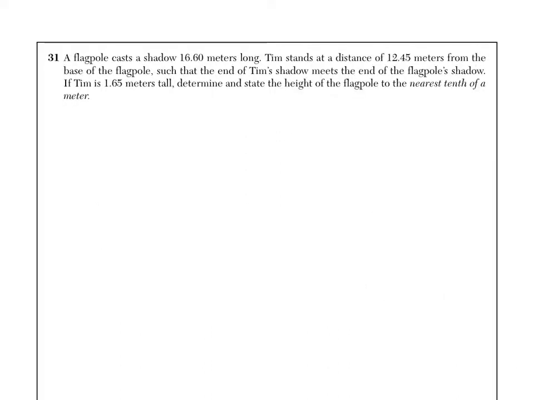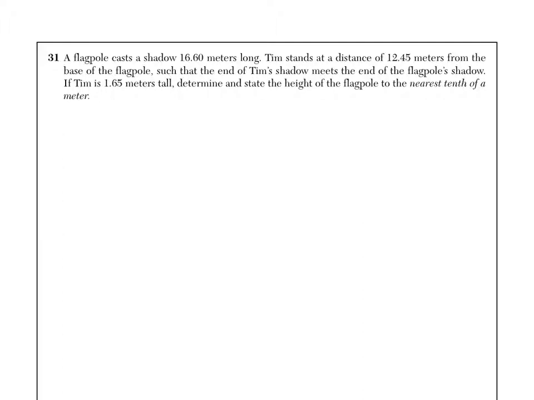All right, and our final one for this video, a flagpole casts a shadow 16.6 meters long. Tim stands at a distance of 12.5 meters from the base of the flagpole, such that Tim's shadow meets the end of the flagpole shadow. If Tim is 1.65 meters tall, determine and state the height of the flagpole to the nearest tenth of a meter.